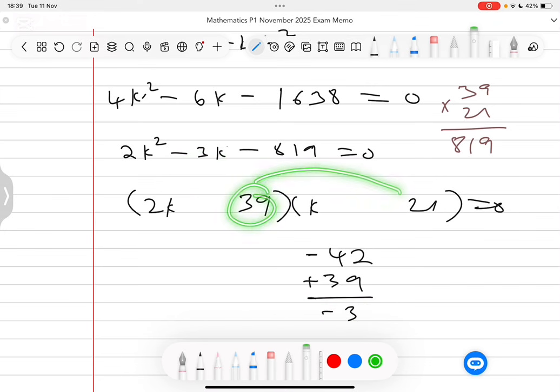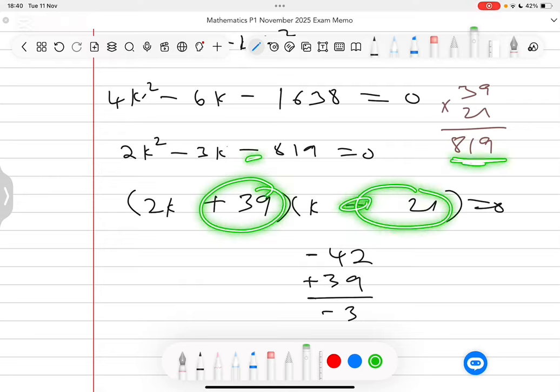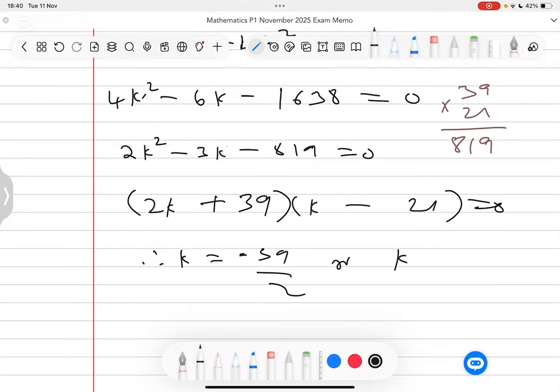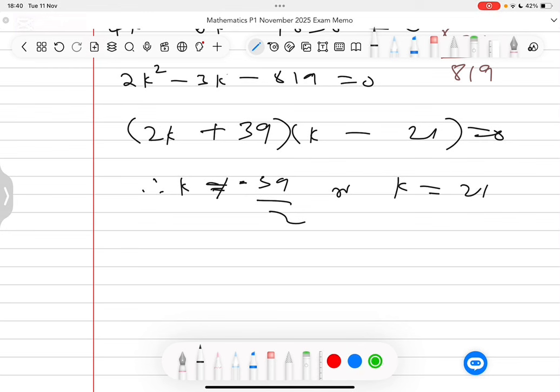And of course, if you multiply these two, with a positive and a negative, we get that number, but it's going to be negative because of that negative there. Alternatively, you can use a calculator. You can go through the quadratic equation route. That should be easy, especially if you struggle finding factors here. This would mean that k equals negative 39 over 2, or k equals 21. But you have to notice that k should never be equal to negative 39 over 2, it can only be equal to 21.